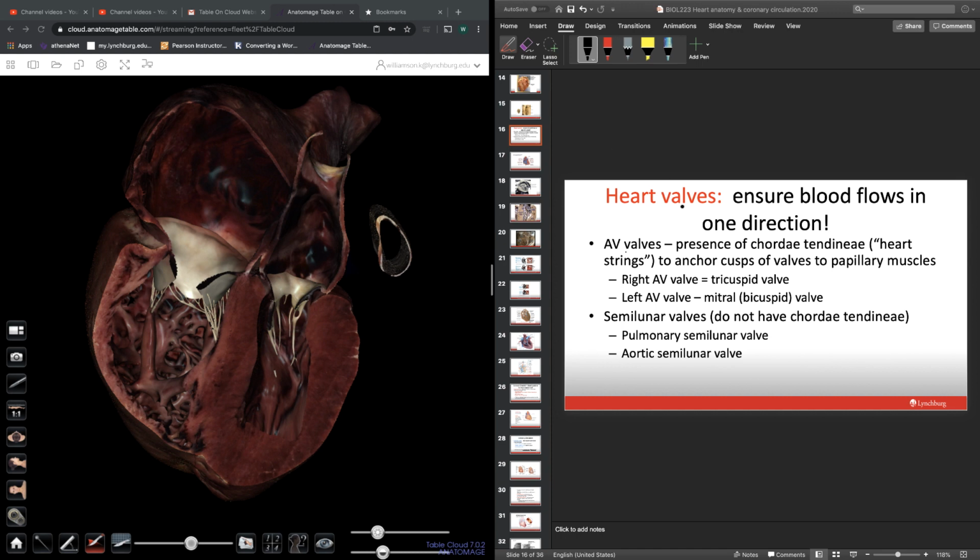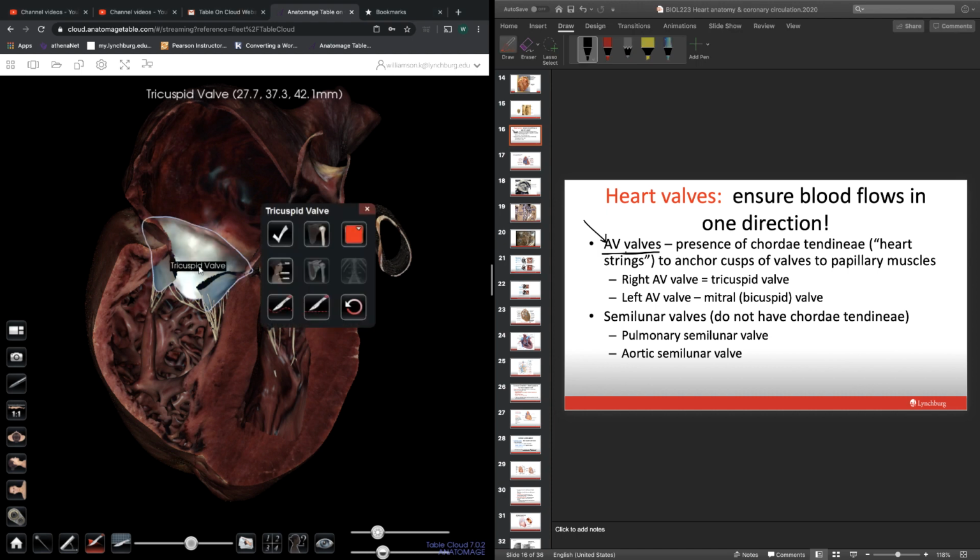In the heart, we have two sets of valves. One set is called the AV valves, or atrioventricular valves. These are valves that are located in between the atria and the ventricle. On the right side of the heart, we have a right AV valve, otherwise known as a tricuspid valve.